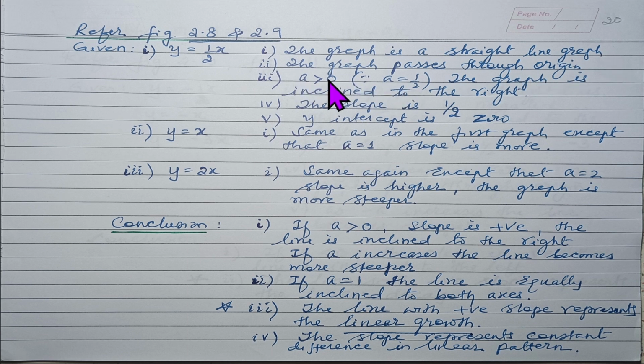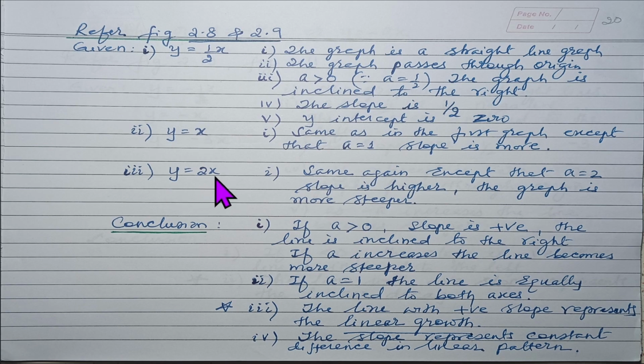A is greater than 0, and therefore the graph is inclined towards the right, and the slope is, as I have told you, half, and the y-intercept is 0, therefore it is passing through the origin. And if you take y is equal to x, here k is 1, and the characteristics are the same as the first graph, but the only difference is the slope is more, because the a value is more than half, that is, a is 1 here.